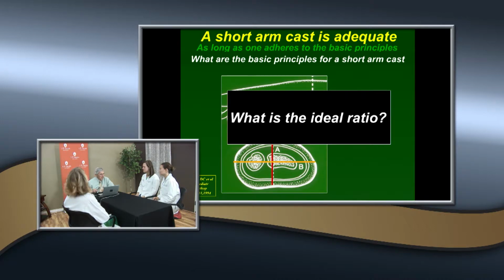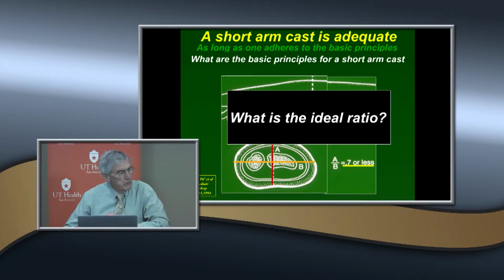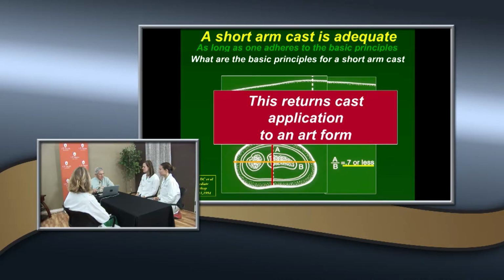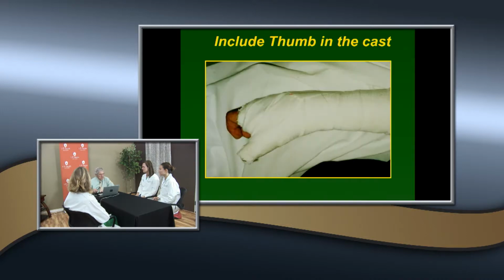And now everybody has accepted this. As long as the ideal ratio is 0.7, which means that you have an elliptical shape, when it's elliptical, you can put more pressure on the fragments and hold them a little bit better. So this has really become an art form when you apply a cast. You just don't wrap around plaster. You have to mold it like you're going to mold a statue or some kind of sculpture.